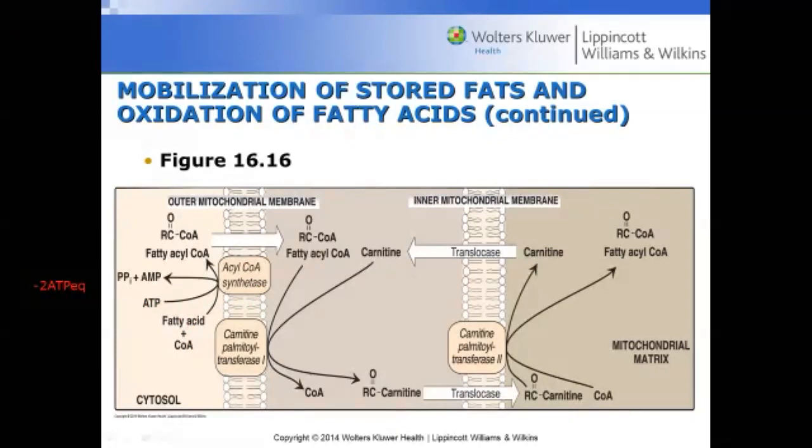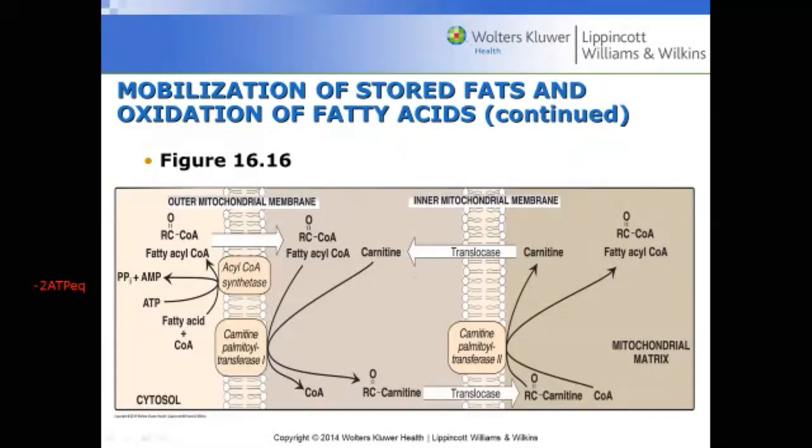Now after the activation the fatty acyl CoA will be transported easily through the outer membrane but it will not be able to pass the inner membrane of the mitochondria in order to reach the matrix. So there is a kind of shuttling, we call it shuttling, that converts the fatty acyl CoA with carnitine to free CoA and fatty acid carnitine. So you are going to conjugate your fatty acid with carnitine instead of the CoA molecule.